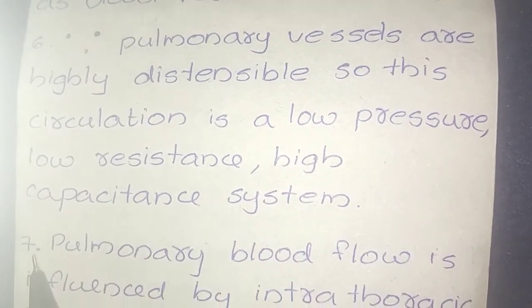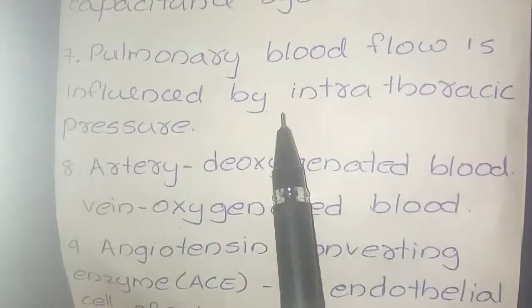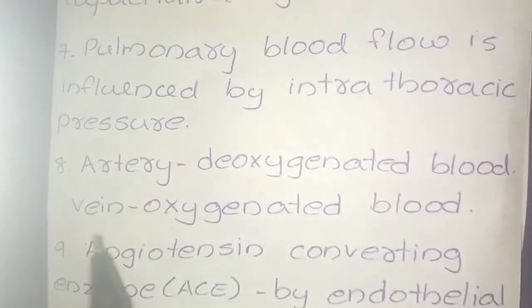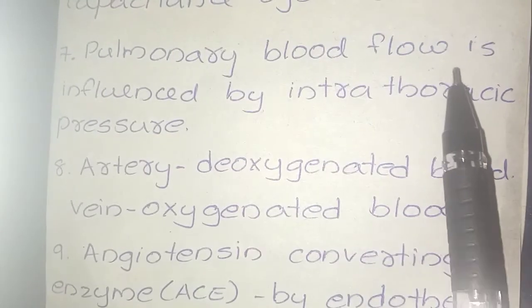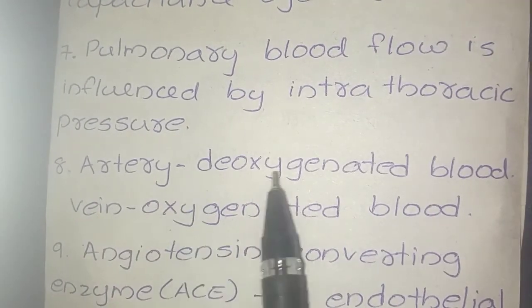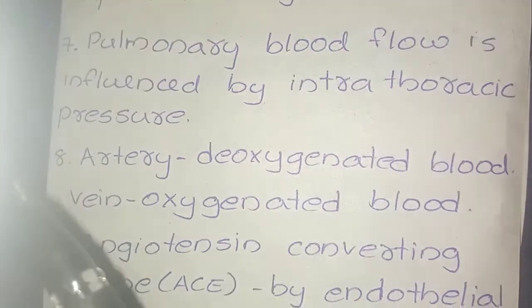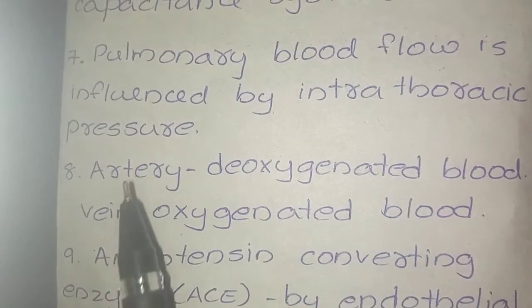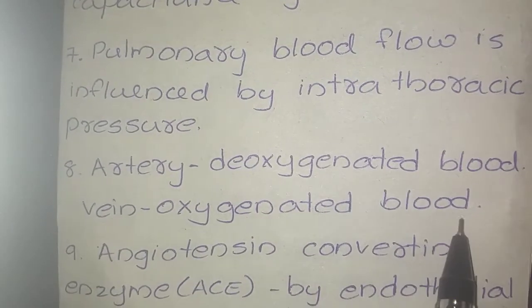And this one is the seventh point, that is, the pulmonary blood flow is influenced by the intrathoracic pressure. This intrathoracic pressure influences the pulmonary blood flow. And the next one is that the artery carries deoxygenated blood and the veins carry oxygenated blood. As I already mentioned in the diagram itself, this is the only artery that carries deoxygenated blood, and the vein carries oxygenated blood.